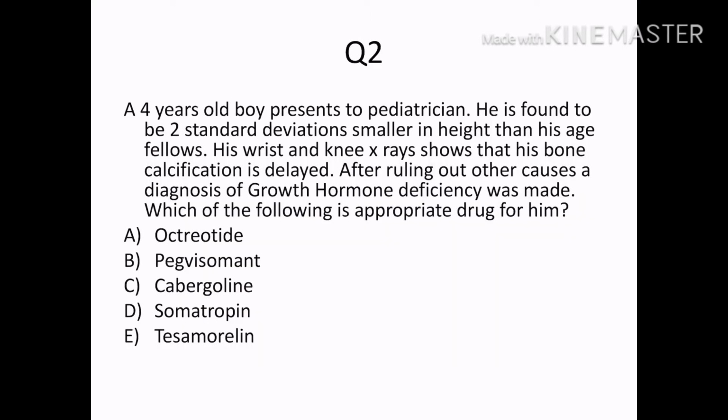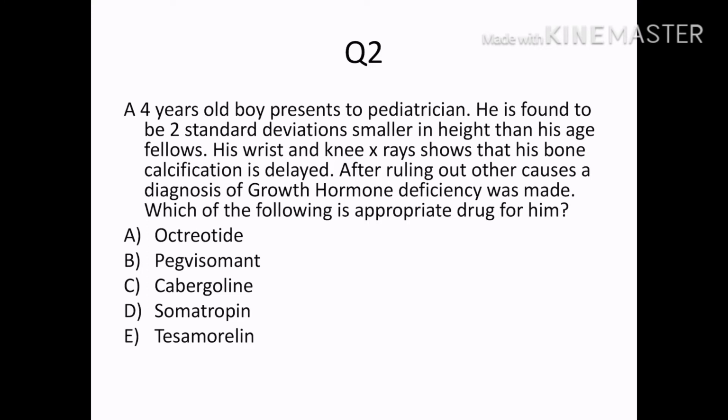Question number 2. A 4-year-old boy presents to a pediatrician. He is found to be 2 standard deviations smaller in height than his age fellows. His wrist and knee x-rays show that his bone calcification is delayed. After ruling out other causes, a diagnosis of growth hormone deficiency was made. Which of the following is the appropriate drug for him? Octreotide, pegvisomant, cabergoline, somatropin, tesamorelin.